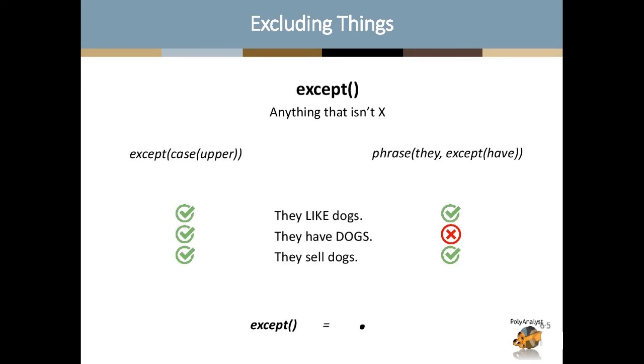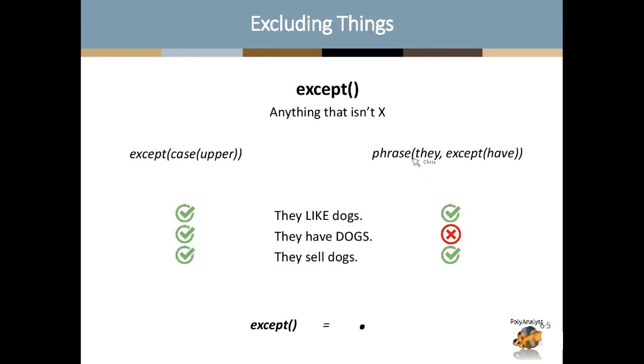Except will look for anything that isn't something. It has to be something there. So except case upper will look for anything that's not uppercase. In this scenario, we have many things that aren't uppercase. They is not in uppercase. That'll be matched. They again is not in uppercase. And they is not in uppercase. As long as it finds something that's not uppercase, it'll be matched.